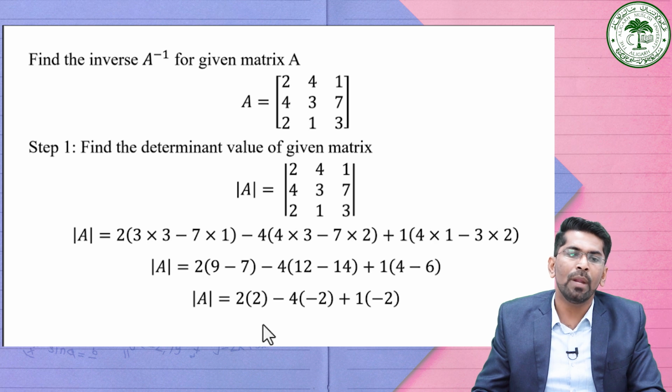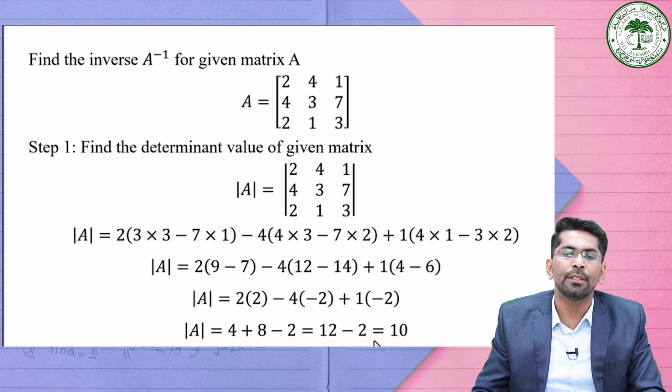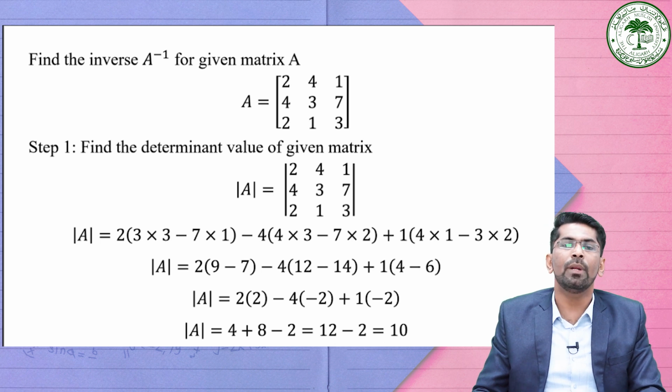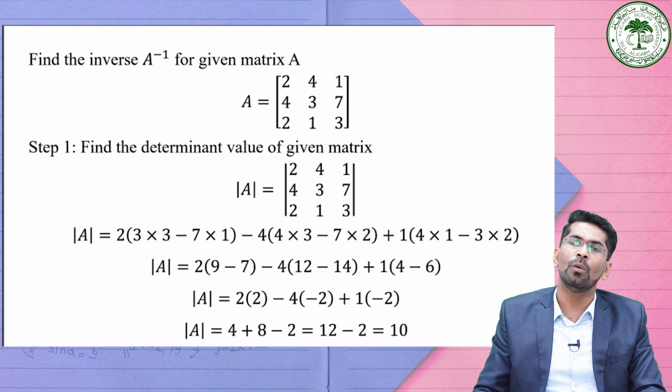So if you multiply this, then it is equal to 4 into 2, which is 8, minus 4 into minus 2, which is equal to plus 8, then 1 into minus 2, which is equal to minus 2. So here it is 4 plus 8, which is equal to 12, minus 2, which is equal to 10. So here the determinant value of the given matrix is equal to 10.